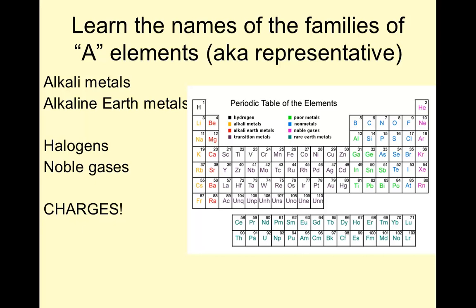Learn the names of the families of the A elements, which are called the representative elements, which are these guys right here. Alkali metals are this column. Alkaline earth metals are this column. Halogens are right here. Noble gases are right here.